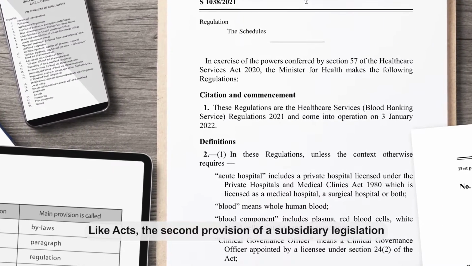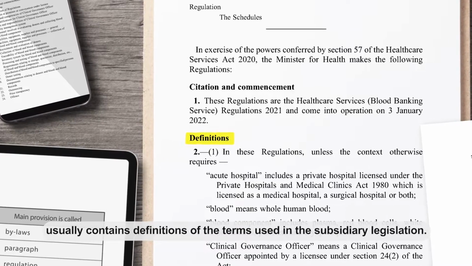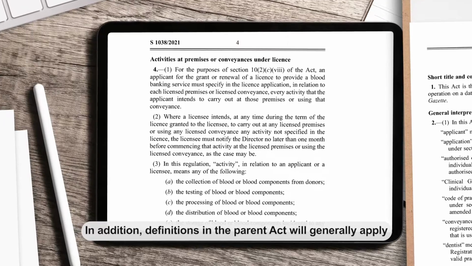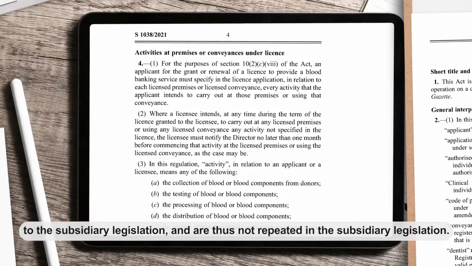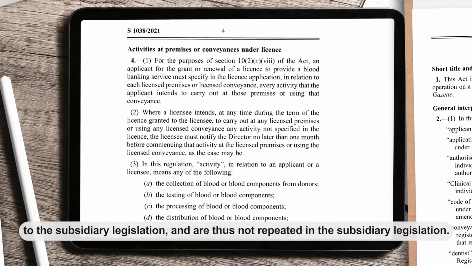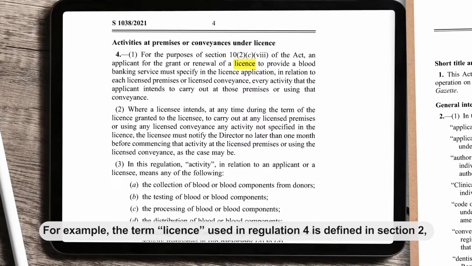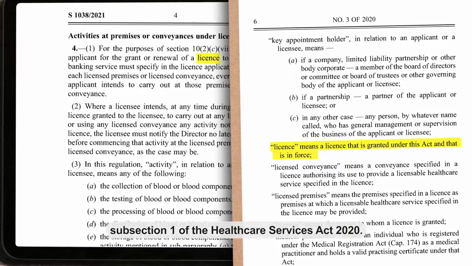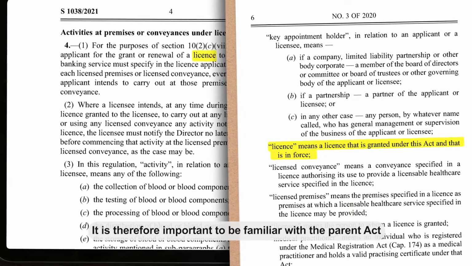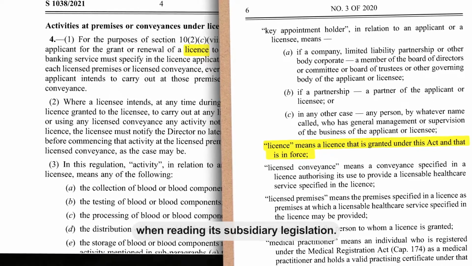Like acts, the second provision of a subsidiary legislation usually contains definitions of the terms used in the subsidiary legislation. In addition, definitions in the parent act will generally apply to the subsidiary legislation and are thus not repeated in the subsidiary legislation. For example, the term license used in Regulation 4 is defined in Section 2, Subsection 1 of the Healthcare Services Act 2020. It is therefore important to be familiar with the parent act when reading its subsidiary legislation.